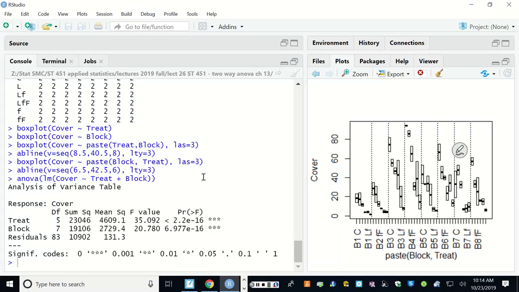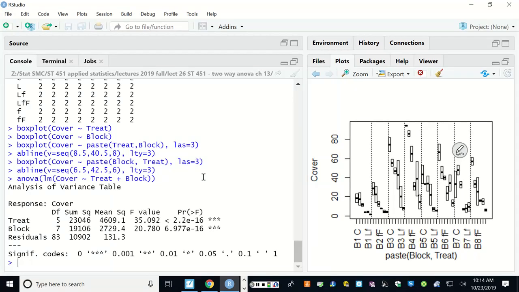So degrees of freedom: 6 treatments, so 5 there, 8 blocks, so 7 there. The total was 96, so 96 minus the 6 plus 8 would be 82, but you add 1 more in, so that's 83 there. And it gets the different sums of squares, and the mean squares through dividing.